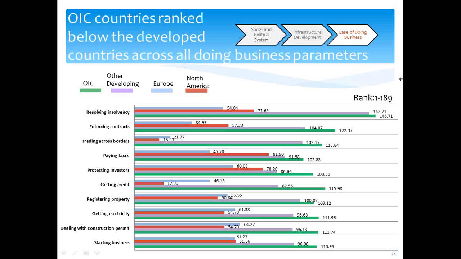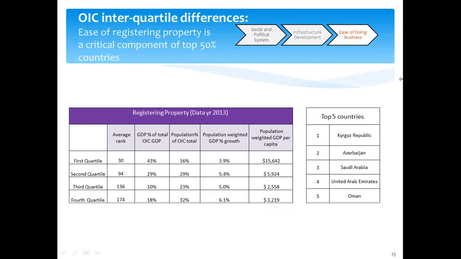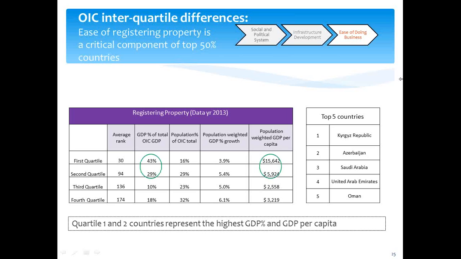So then we further broke it down into quartile tables as well to study the interquartile differences, and we found that it reflects an interesting trend for registering property. This table is for registering property. The GDP per capita is the highest among the top 2 quartile countries, and GDP per capita is also drastically different for quartile 1 countries.